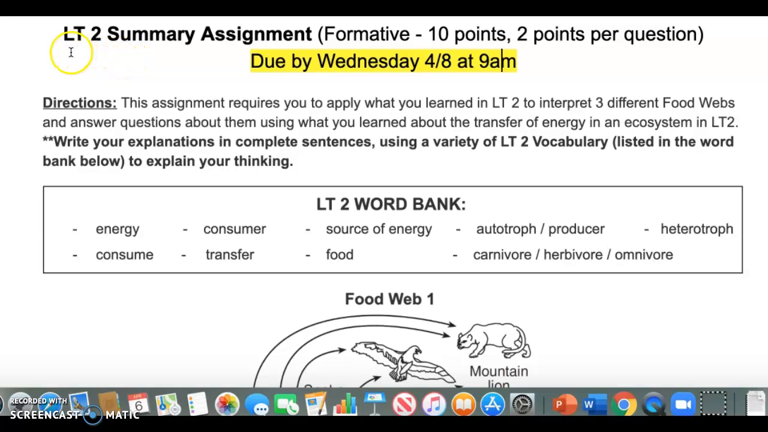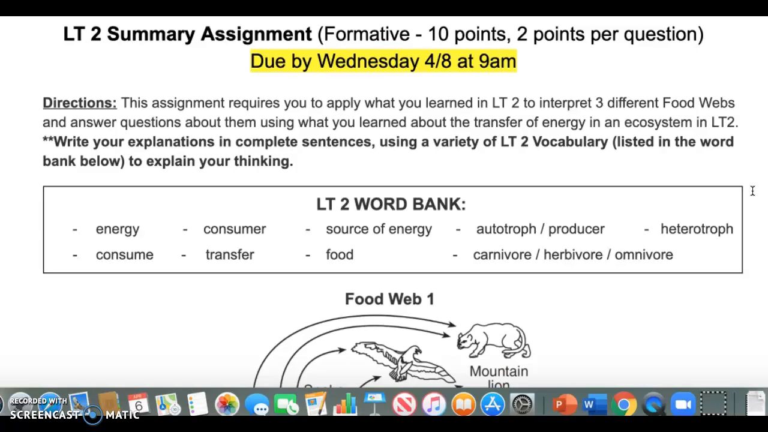So for your Learning Target 2 summary assignment, let's go through the directions. This assignment requires you to apply what you learned in Learning Target 2 last week to interpret 3 different food webs, which will be given to you in this, and answer questions about them using what you learned about the transfer of energy in an ecosystem.